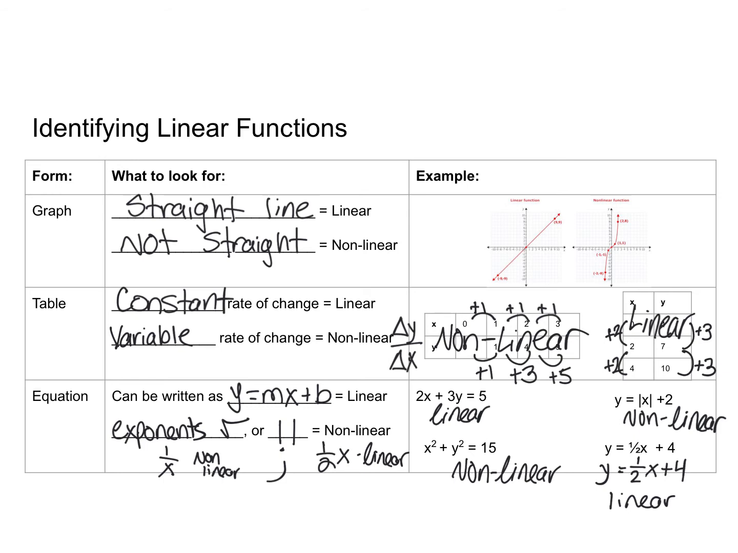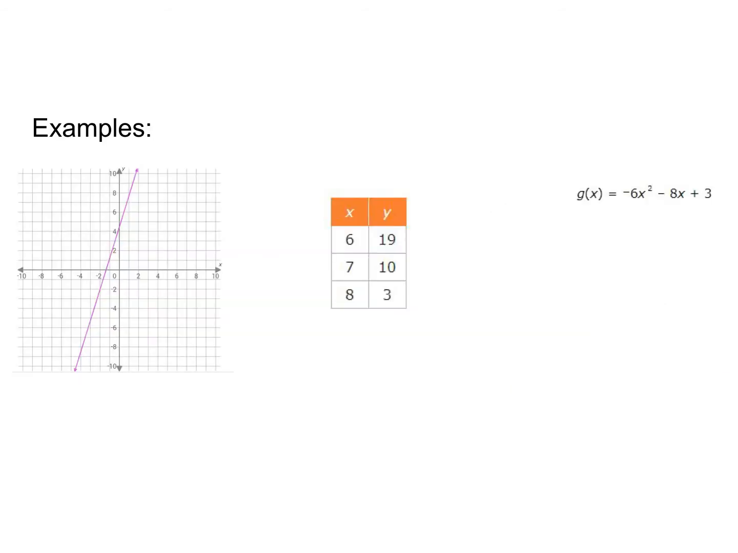All right. Let's look at some examples of this. So we're just identifying linear or nonlinear based on the rules we just did. So this graph over here, we look at a graph and tell if it's linear or not by whether or not it's straight. This is a perfect straight line. This is linear.